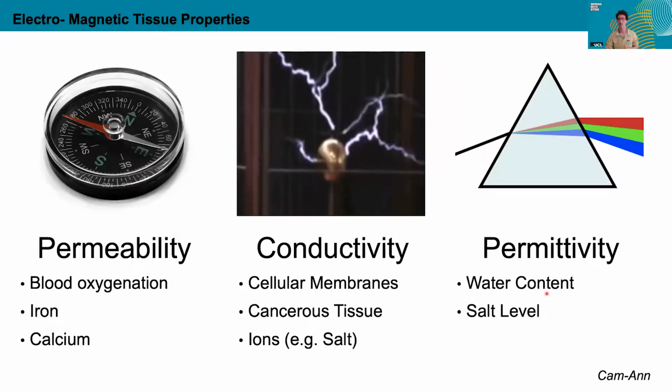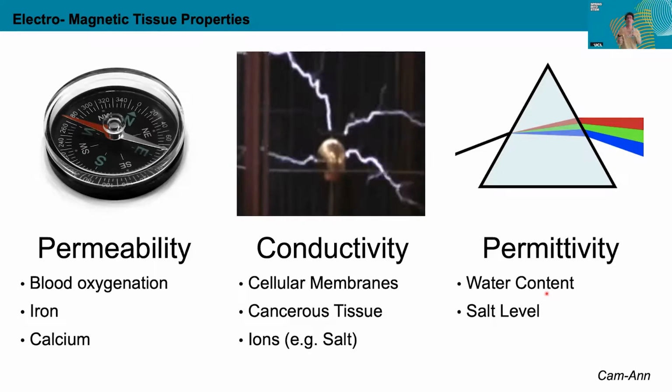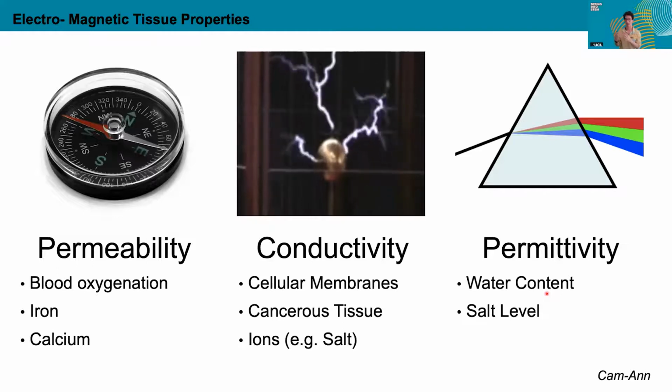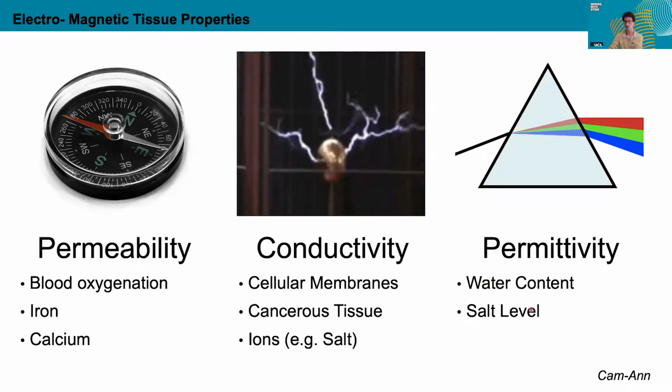And finally, the permittivity is the mirror of the permeability, but for the electric field, as opposed to the magnetic field. So it talks about how material reacts to an applied electric field. One example, which I'm sure you're familiar with, is a prism, which actually slows down some frequencies of light more than others. And that leads to a very nice rainbow. That has to do with the prism having a different permittivity from the air around it. And in the brain, that's water content and also salt levels.